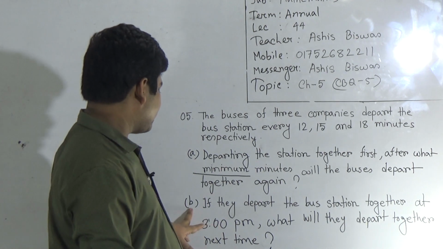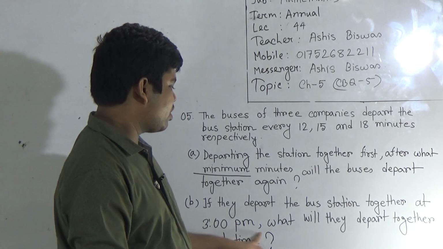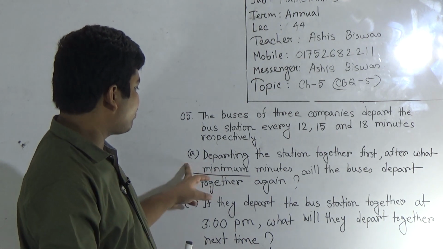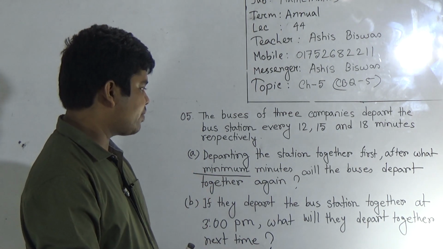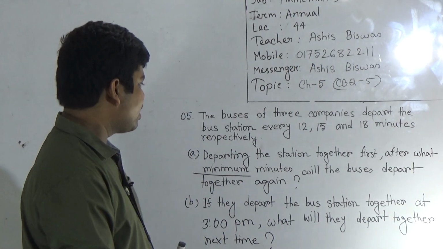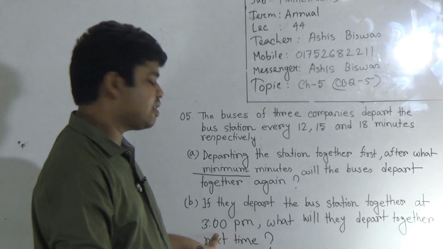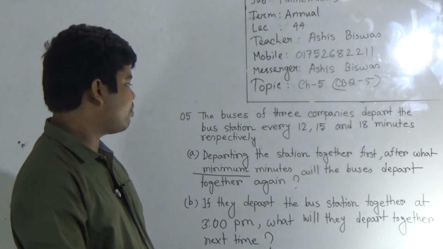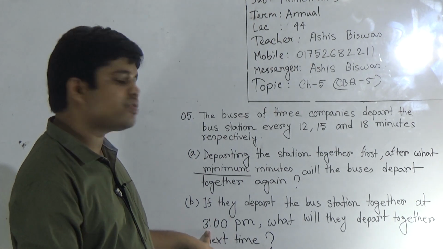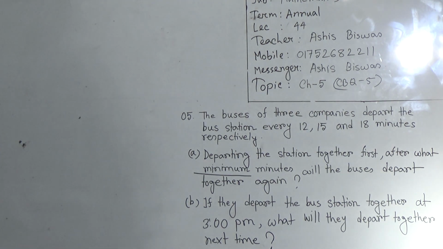Question B: if they depart the bus station together at 3 p.m., when will they depart together next time? My dear students, from A we get the required minimum time when the buses will depart together again. But here the time is in hours, so at first we convert these minutes into hours. After that, that hour is added to this 3 p.m. and we get the required answer. Okay, so we can start our problem.